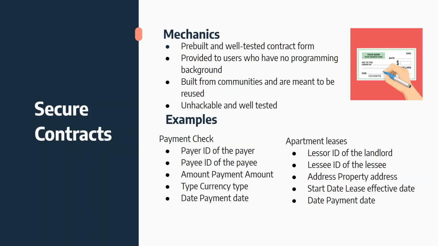Another example can be apartment leases. This is another very common type of application where our secure contracts can be used. For example, the parameters for an apartment lease: it could be a lessor ID, like the landlord, the leasing ID of a person trying to rent out the property. It could also have an address, or a property address. It could have a start date, an end date.